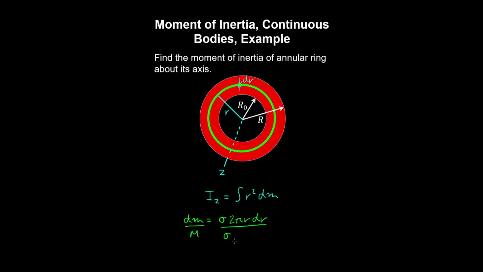So m is equal to the areal density by the area of the annular ring. And after doing some cancellations and multiplying through by m, we can substitute for dm. And we integrate from r0 to r. And now you can do some simplification. Take the constants outside the integral, and then evaluate the integral and post your answer in the comments.